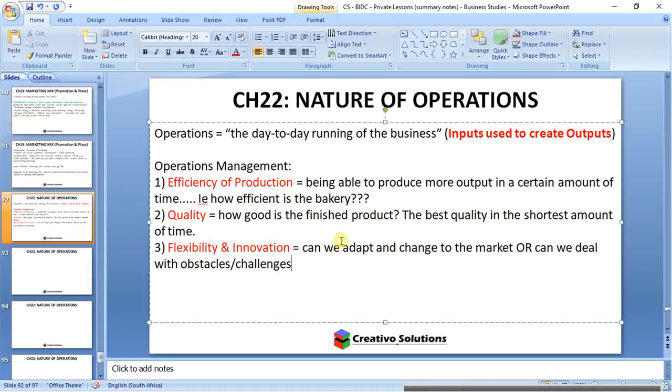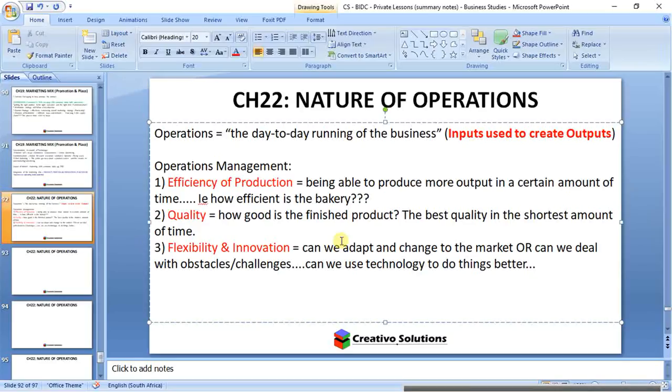The other thing is innovation. Are we stuck in the past, or can we actually move forward? Technology: can we use technology to do things better? That's important, and that's operations management.